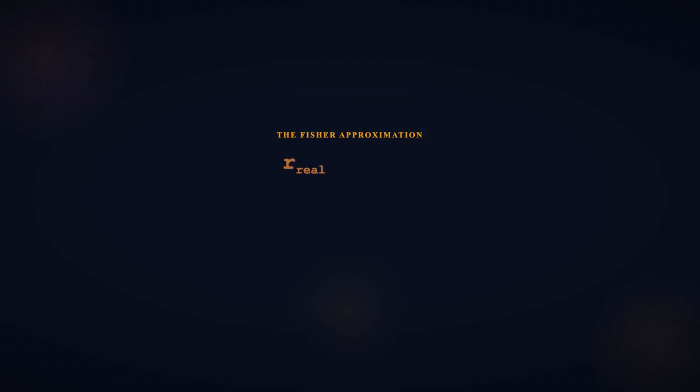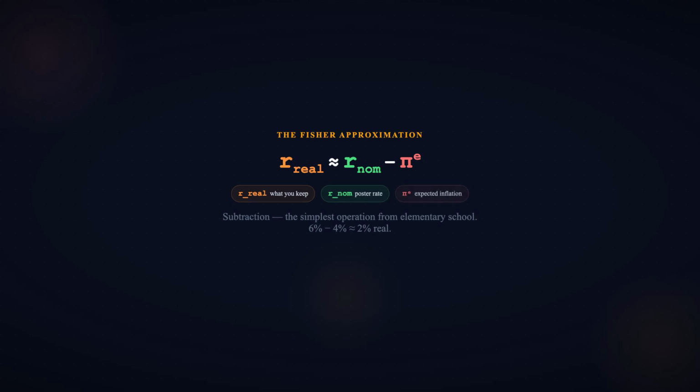Now we build the formula, the Fisher approximation. Watch the screen as each piece appears. Real rate approximately equals the nominal rate minus expected inflation. In symbols, our real is roughly our nominal minus pi expected. The Greek letter pi with a little e stands for the inflation rate you expect over the holding period. This is a subtraction, the simplest operation you learned in elementary school.